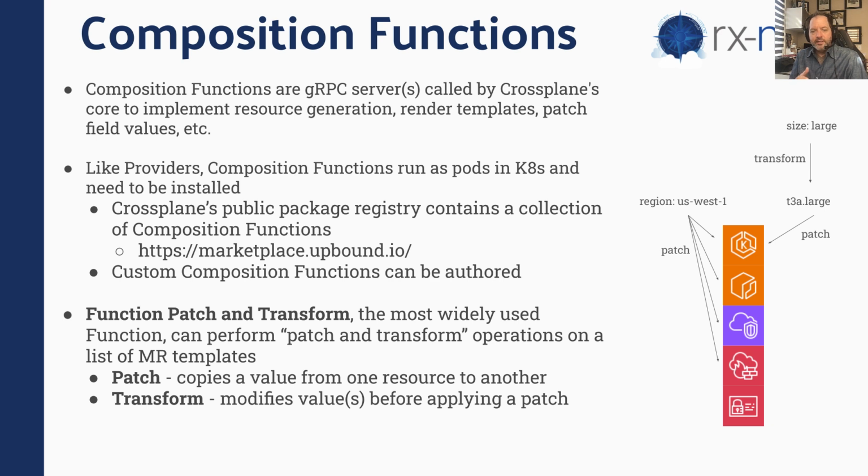The most widely used one, arguably, is the function patch and transform. This was core functionality in Crossplane until Crossplane decoupled it from the core of Crossplane and allowed functions to be used within composition pipelines. And so the patch and transform function is a way for us to provide patches, right? So we can take a value from one resource and then apply it to another. This can be an existing managed resource, right? If we're retrieving values from somewhere else, oftentimes it's a value from a user, right? An input variable, so to speak, from a user.